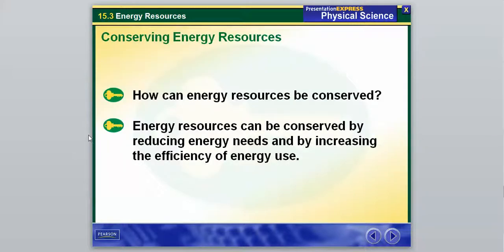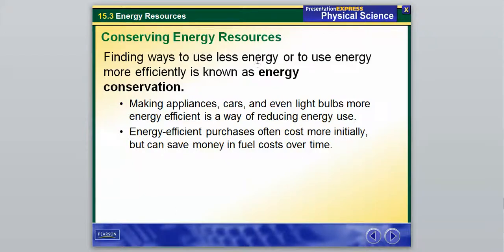And to wrap this up, we're going to talk about how energy resources can be conserved, because like I said, we're focused mainly now on non-renewable energy sources. So what can we do to conserve our energy resources? So energy resources can be conserved by reducing the needs that we have and by increasing the efficiency of our energy use. So finding ways to use less energy or to use energy more efficiently is known as energy conservation.